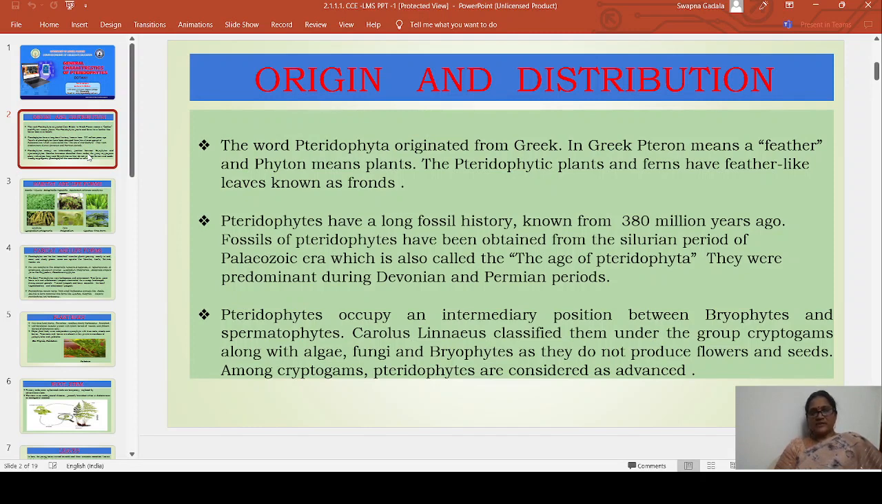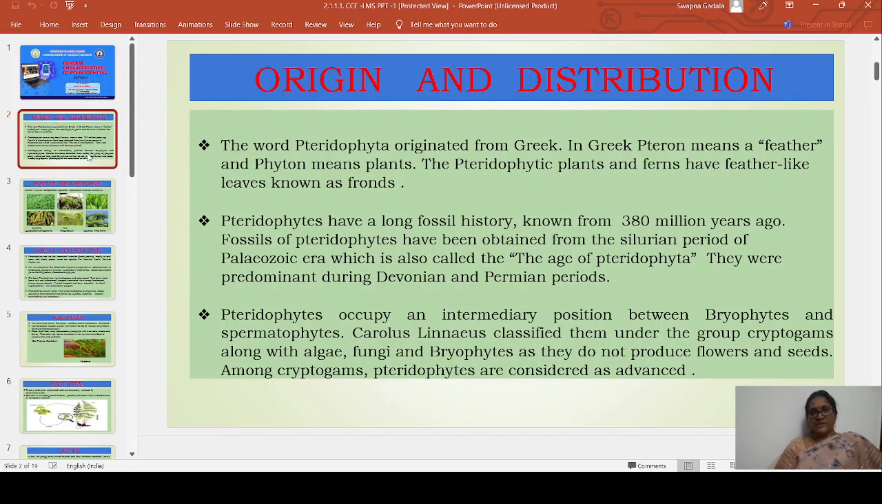Coming to the history, pteridophytes have a long fossil history and they were known from 380 million years. The fossils of the pteridophytes have been obtained from the Silurian period of Paleozoic era. This era is also called the age of pteridophyta, especially the Silurian period of Paleozoic era. It is termed as the age of pteridophyta. Pteridophytes were very much dominant during the Devonian and Permian periods.